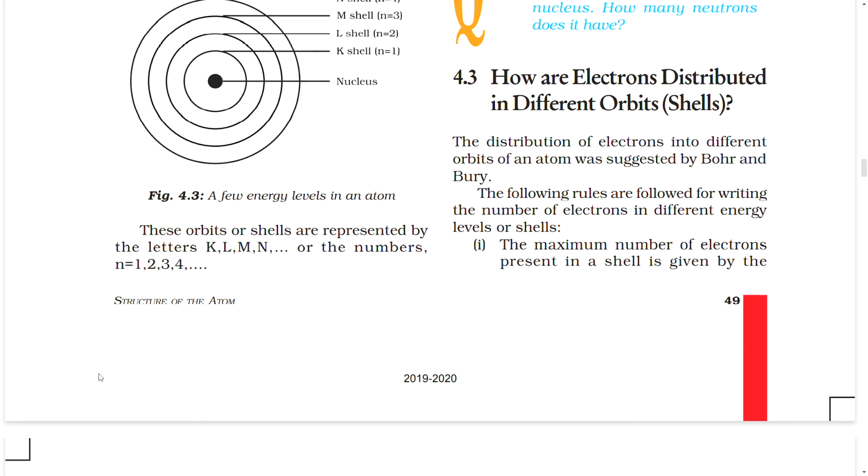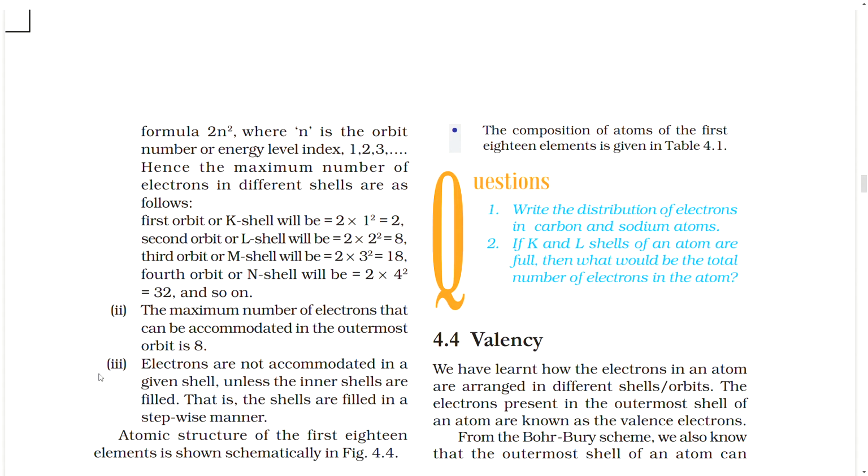4.3. How are electrons distributed in different orbits or cells? The distribution of electrons into different orbits of an atom was suggested by Bohr and Bury. The following rules are followed for writing the number of electrons in different energy levels or cells. 1. The maximum number of electrons present in a cell is given by the formula 2n squared, where n is the orbit number or energy level index 1, 2, 3.